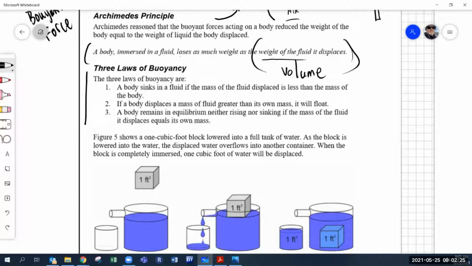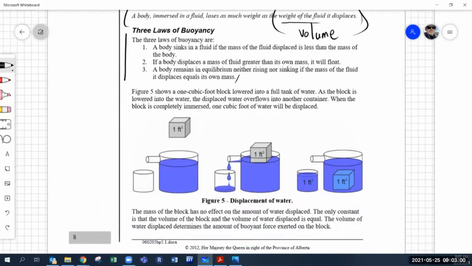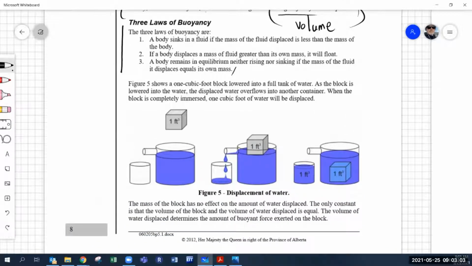So here are the 3 laws. 1, a body sinks in a fluid if the mass of the fluid displaced is less than the mass of the body. 2, if a body displaces a mass of fluid greater than its own mass, it will float. 3, a body remains in equilibrium, neither rising nor sinking, if the mass of the fluid it displaces equals its own mass. Then we have a little bit of a demonstration here.